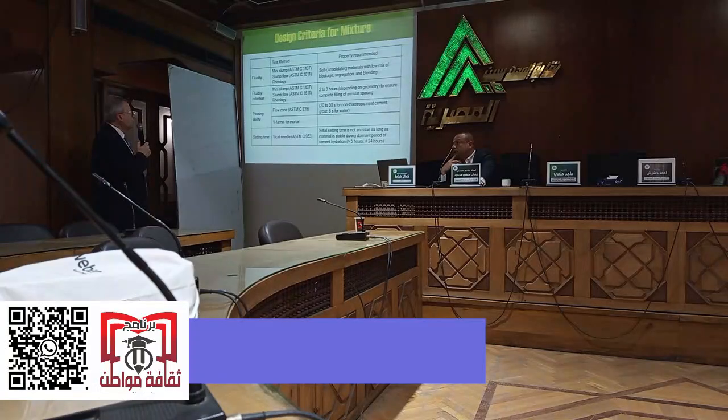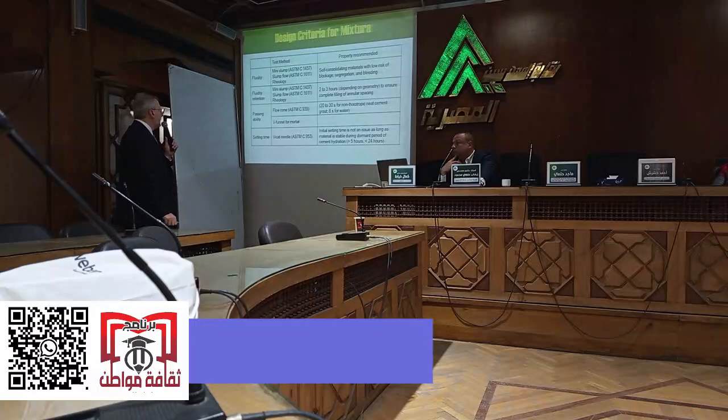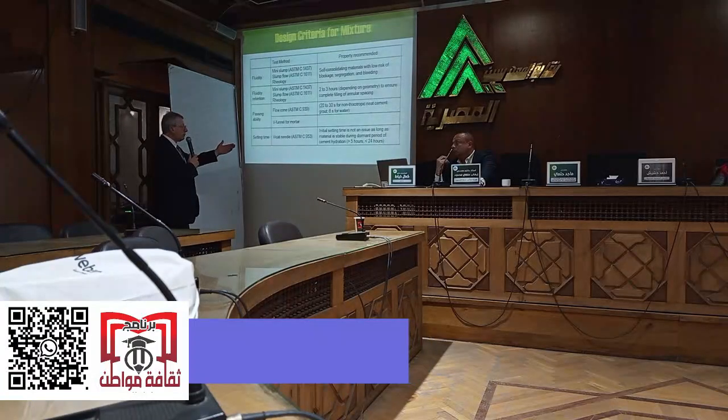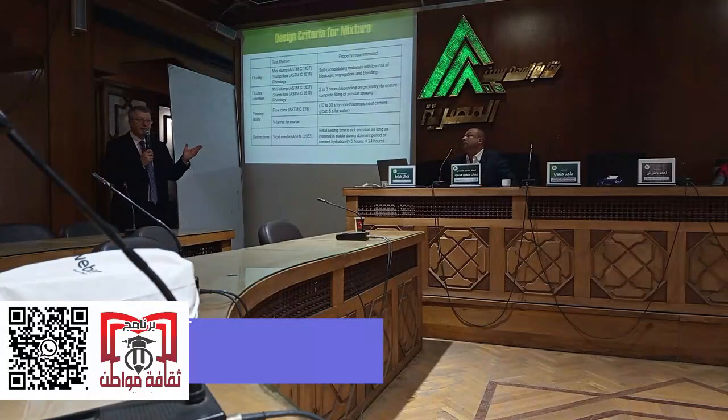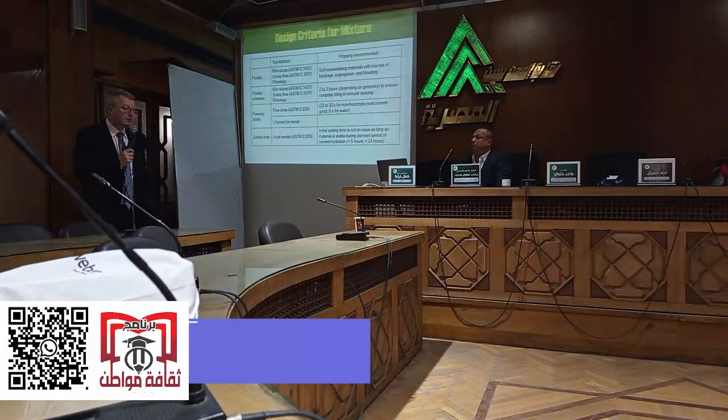So for fluidity, we wanted something to be obviously SCC consistency: self-leveling, self-consolidating, no blockage, no segregation, retention of flowability for 3 hours. Two is passing ability. Setting time, we measure setting time. And we notice the setting time is between 5 hours and 24 hours.